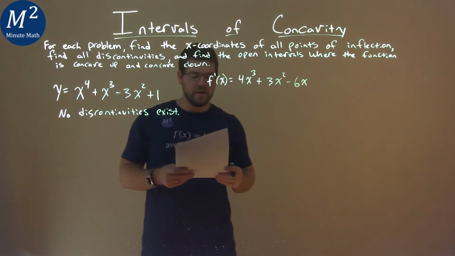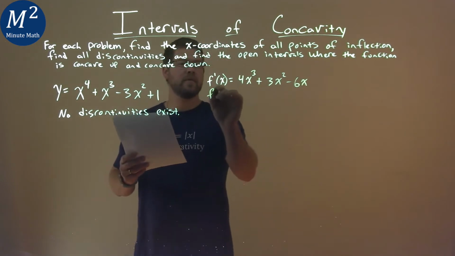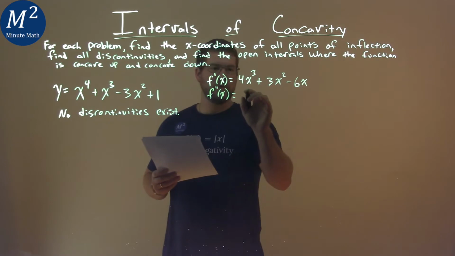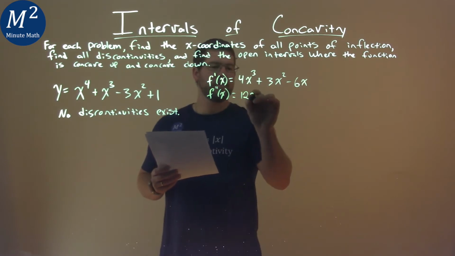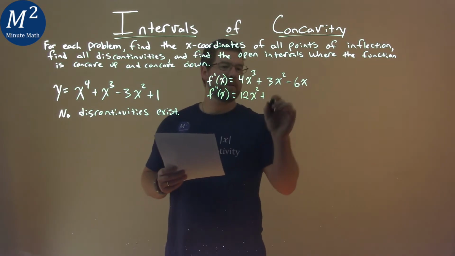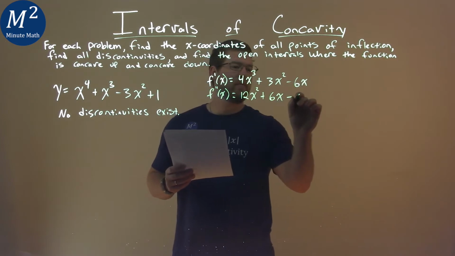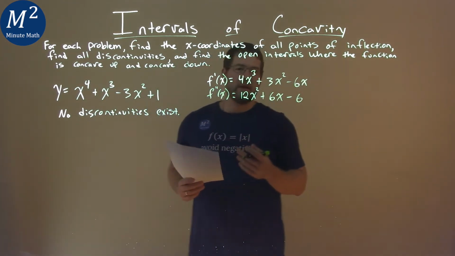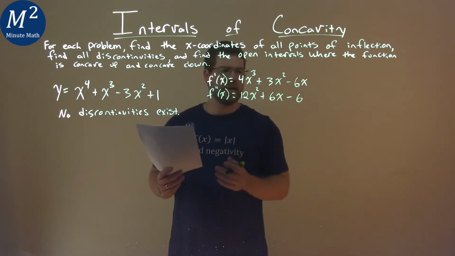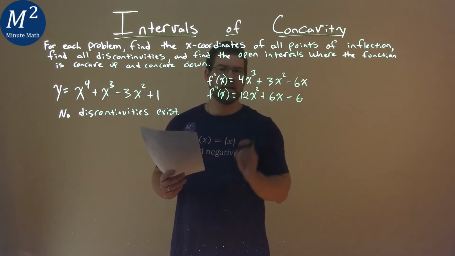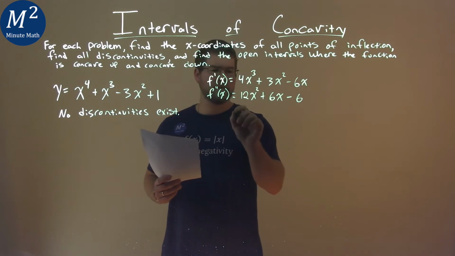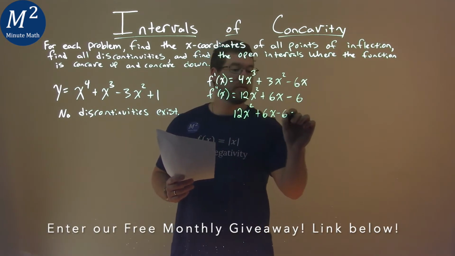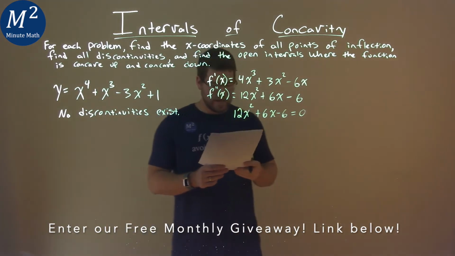From there, I need to find the second derivative, f double prime of x. Again, power rule, 3 comes down, 3 times 4 is 12x squared, plus 2 times 3 is 6x, and then we have minus 6 here. Now to find my point of inflection, and where we're concave up and concave down, I need to take the second derivative, set it equal to 0 and solve for x. So 12x squared plus 6x minus 6, I set equal to 0, and now I'm solving.